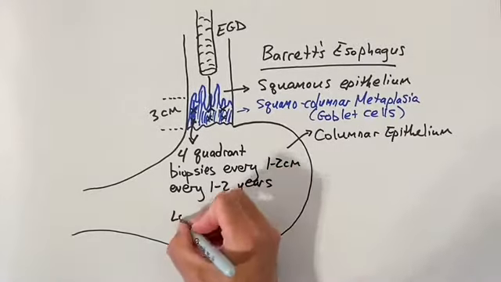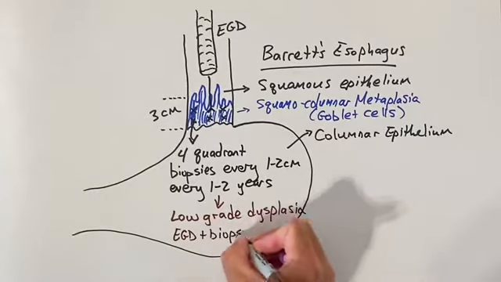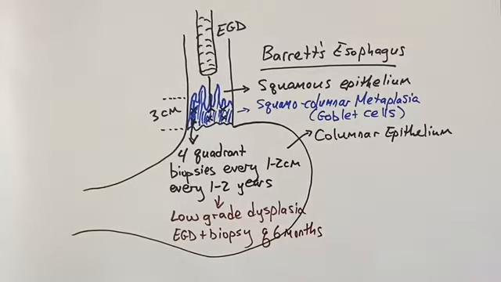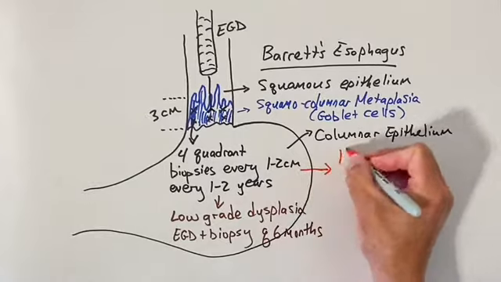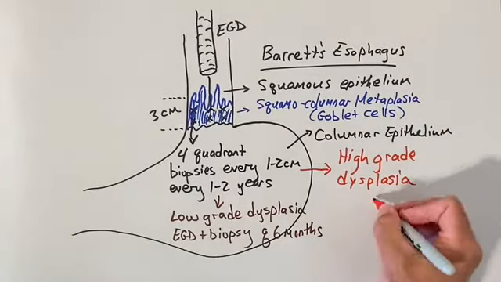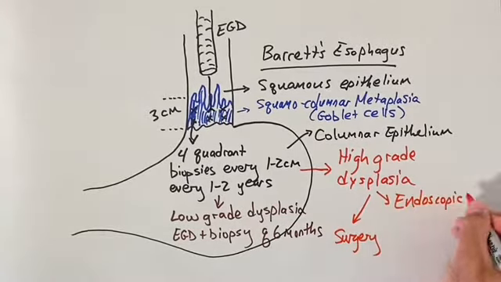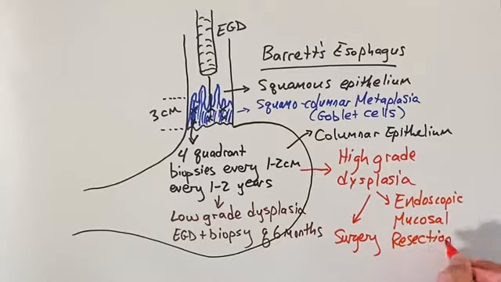However, if you find low or intermediate grade dysplasia, you should have EGD with random biopsies more frequently, say every 6 months or so. High-grade dysplasia in Barrett's used to be treated with esophagectomy surgery, but now there is a procedure called endoscopic mucosal resection, or EMR, and that's an option that's probably a better initial step.